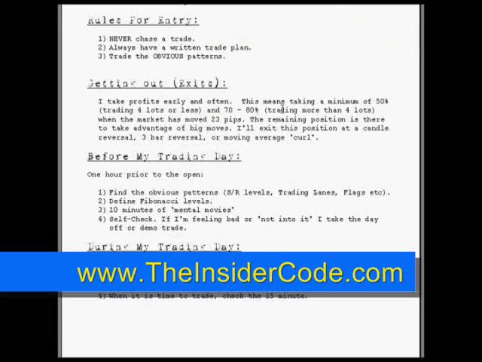And 70 to 80% if I'm trading more than 4 lots when the market has moved 23 pips. Remember, the reason why we use 23 pips is because when the market trades 23, that means we're going to be able to get out at 20. Okay, remember that bid-ask spread. The remaining position is there to take advantage of big moves. I'll exit this position at a candle reversal, 3-bar reversal, or moving average curl.